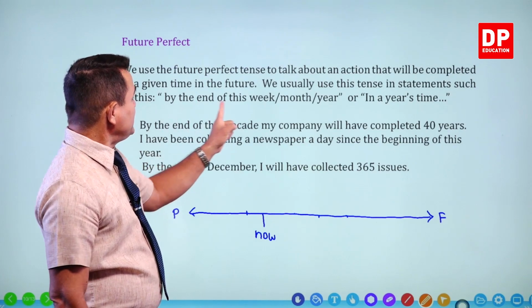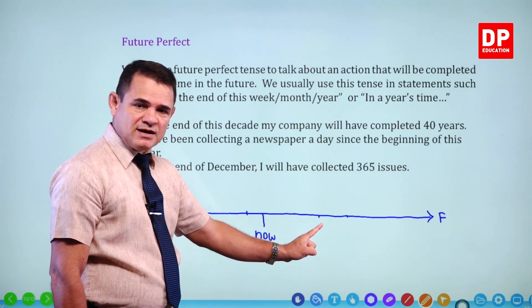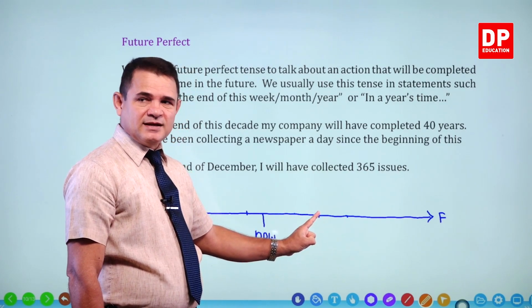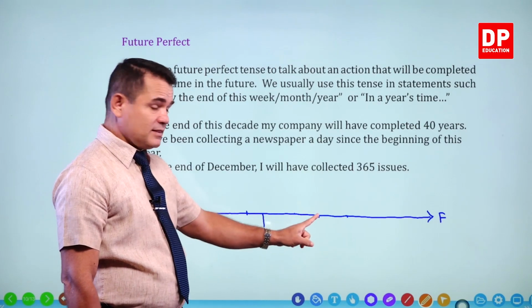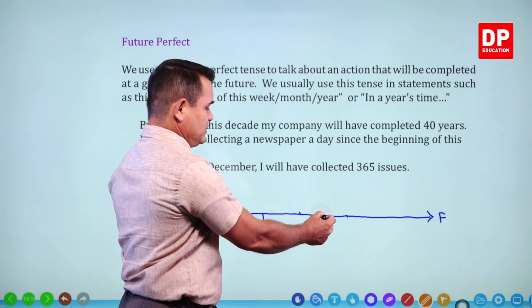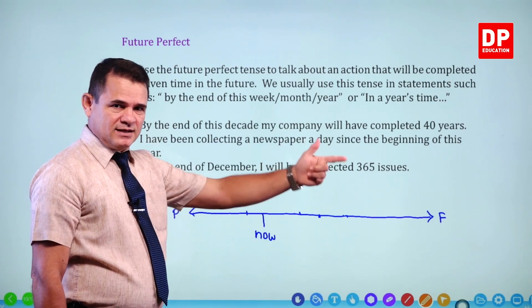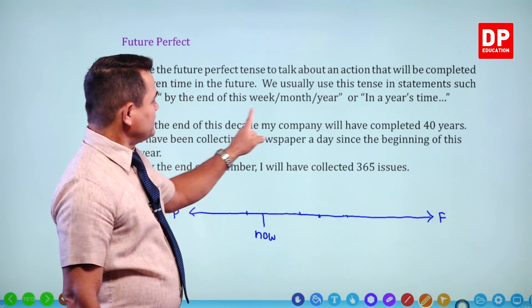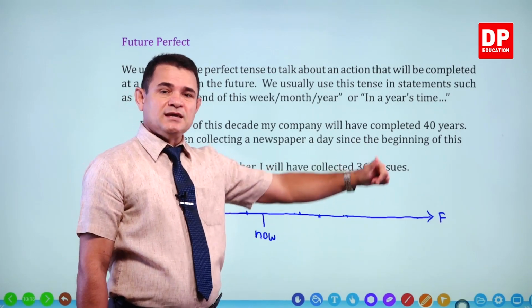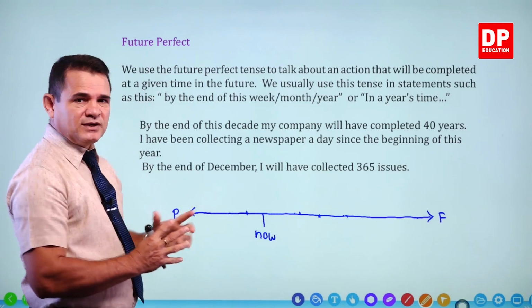So by the end of this week, or by the end of this month, or by the end of this year, that is future. It is also happening in the future, at any point, at the end of this month or week or year or anything. Or in years time, in a year's time, that is also future. With such words, the future perfect is used.